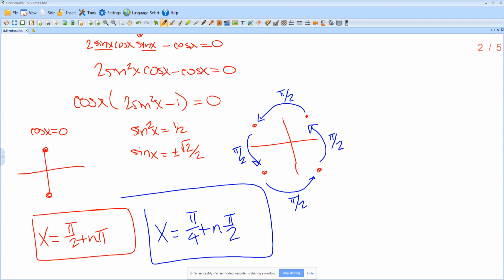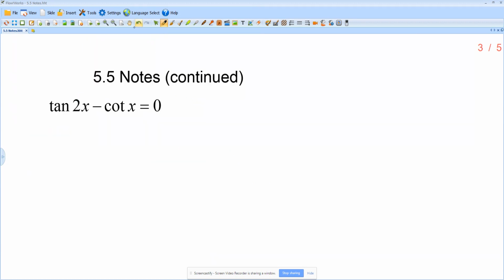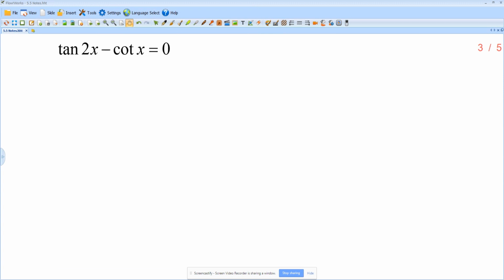All right, next we've got the tangent of 2x minus the cotangent of x. We've got a lot to go on in this problem. Tangent problems are always a little bit longer. If I rewrite this tangent of 2x, what I get there is 2 times the tangent of x over 1 minus tangent squared x. And cotangent is just 1 over tangent.